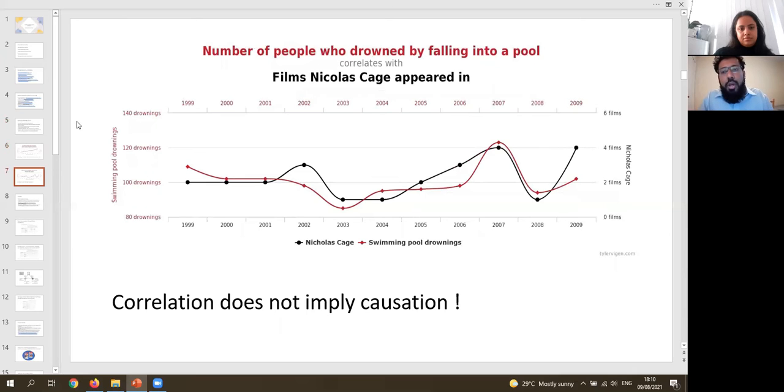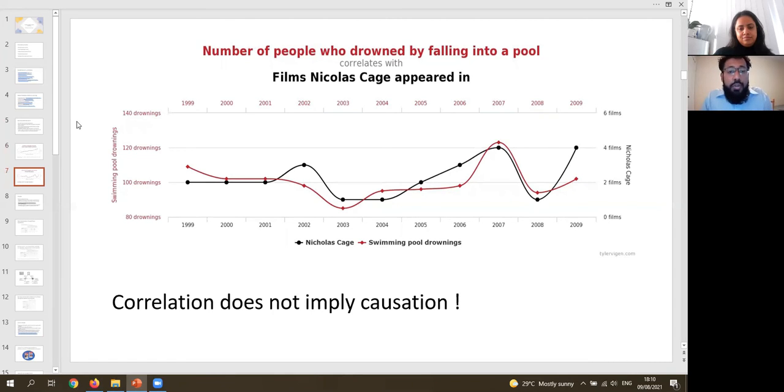The number of people who drown by falling into a pool correlates with the number of films in which an actor appears in. Okay. And they correlate, but just because Nicolas Cage stops appearing in movies does not mean people will stop dying from this event and so on.